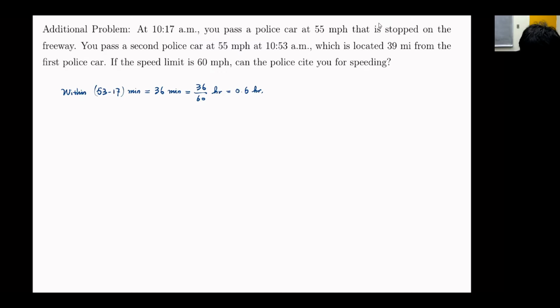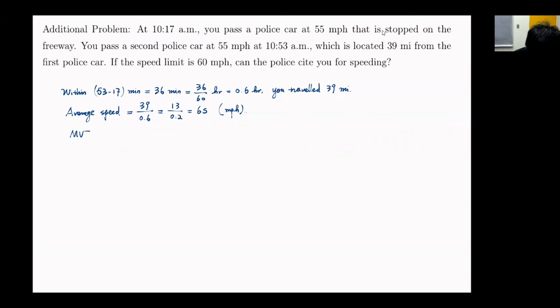So within 0.6 hour, you traveled 39 miles. So the average speed equals 39 divided by 0.6. This is actually divisible, so this will be 13 divided by 0.2, and 13 divided by 0.2 will be 65. So your average speed will be 65 miles per hour.